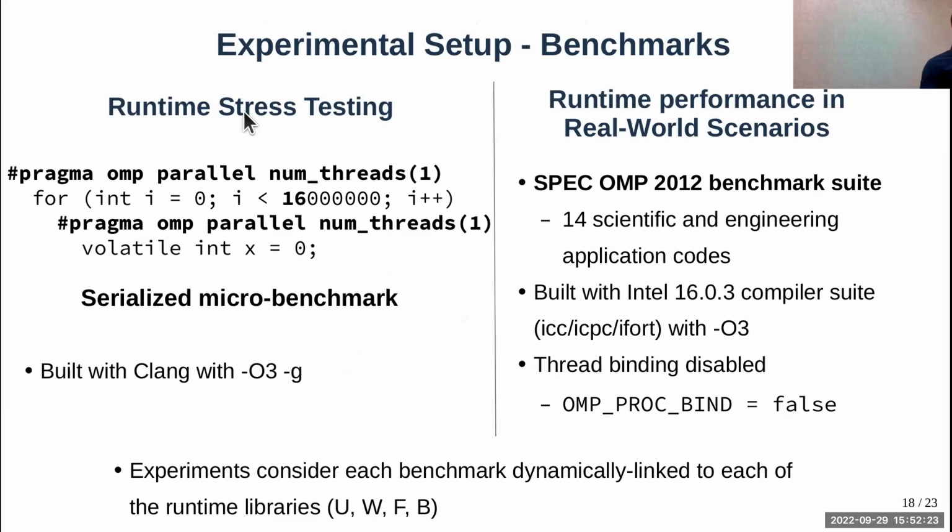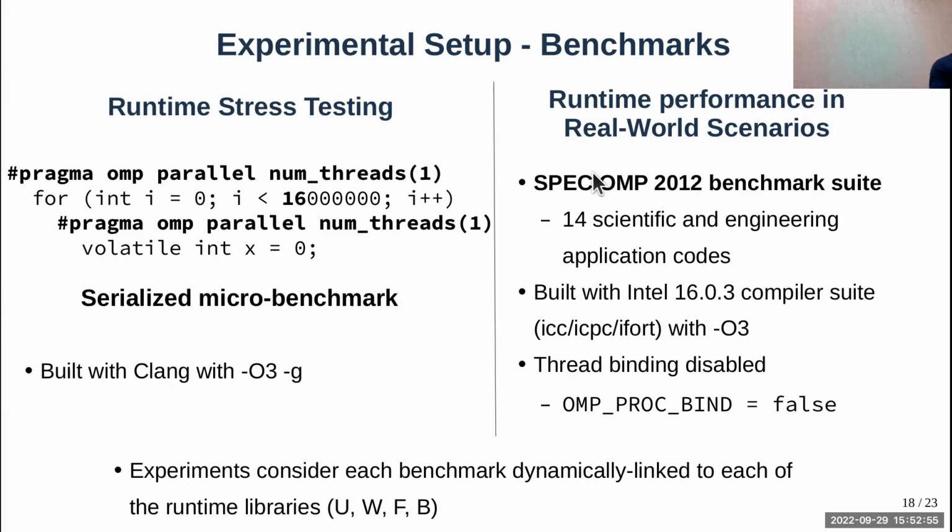The first one tries to stress test the runtime and see what the performance is in the worst case scenario. For this purpose, we developed a serialized microbenchmark containing 1 serialized parallel region that spawns 60 million nested serialized regions that basically do nothing. So the majority of the time, we're just executing the runtime. We just want to see the worst case performance. We build it with Clang -O3.